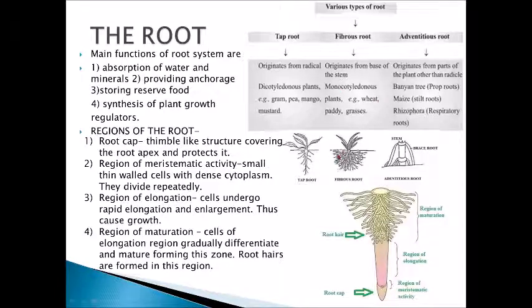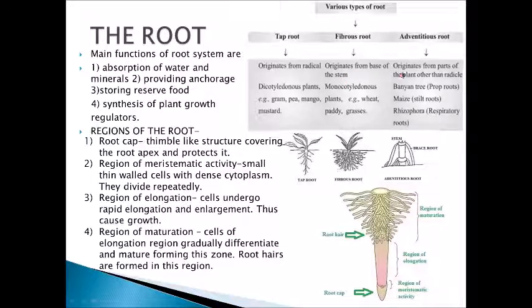The fibrous root system is seen in monocot plants. Here, the appearance of these roots is like a fiber. There is no long primary root, and all the roots are thin and fiber-like. Hence, this root system is called the fibrous root system. In this, the roots originate from the base of the stem.